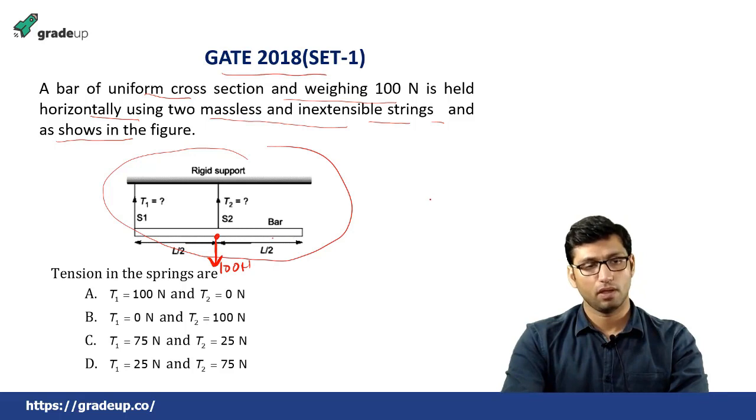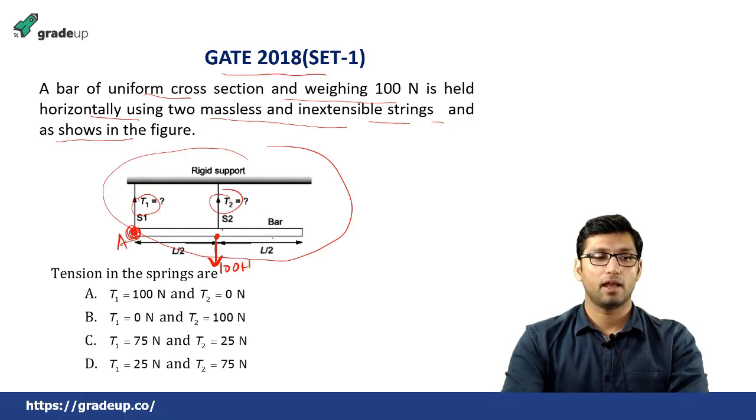Now what you have to find is the unknown tension in the string which is being supported by this rigid support. How are we going to find it? Firstly, this bar is attached over here, so it is fixed at this point and can have rotational motion in this direction. Firstly we will apply the moment at this point. Suppose this point is A, this is B and this is C.